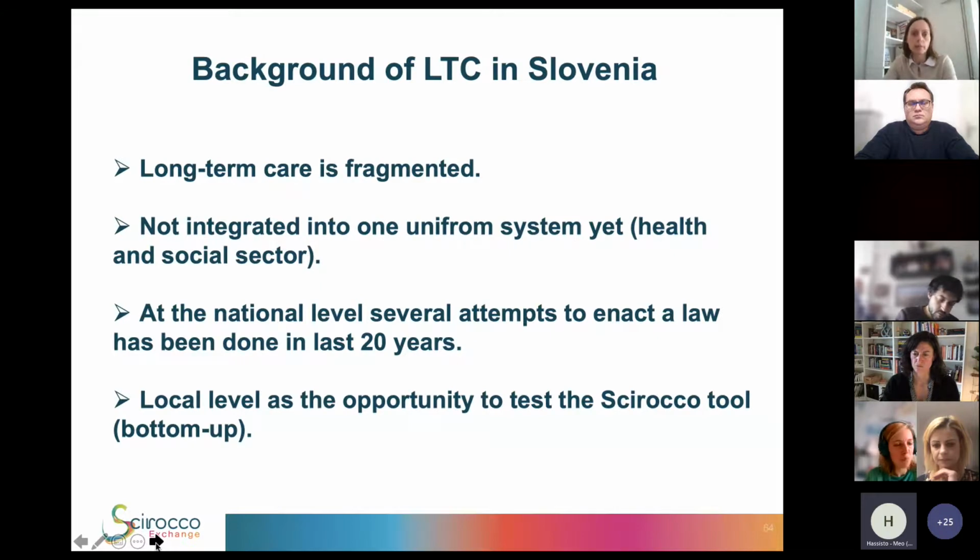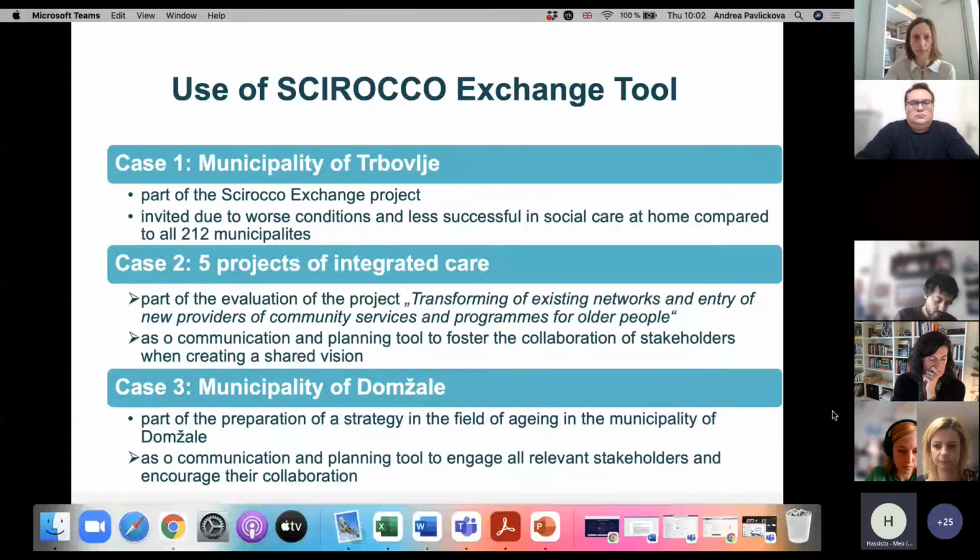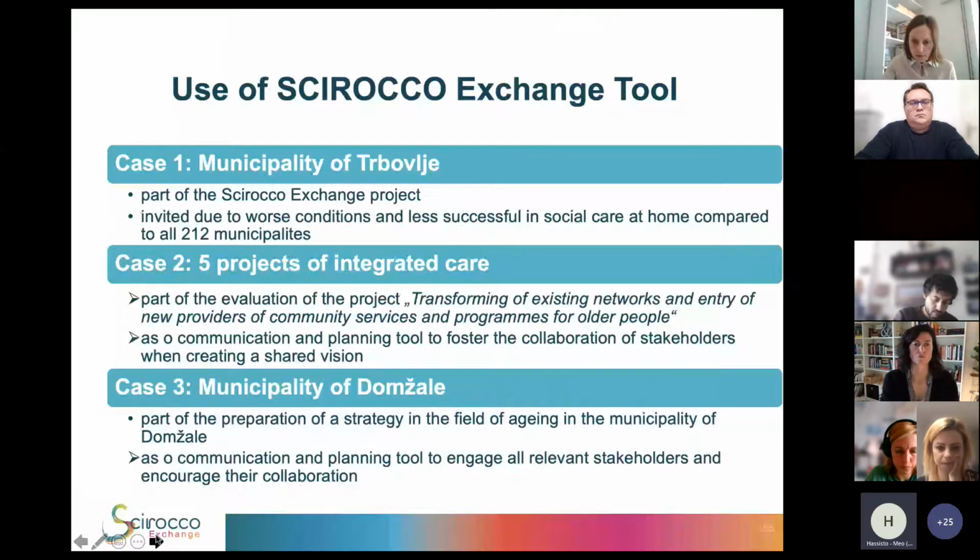We wanted to test how it can help improve integrated care from, let's say, the bottom up, and to realize the potential at the local level without waiting for the national level to take the first steps. Over the last 2 years, we have used the tool on 3 very different occasions and projects. In the first case, we invited some municipalities with worse conditions and less success in home care compared to all other municipalities in Slovenia.